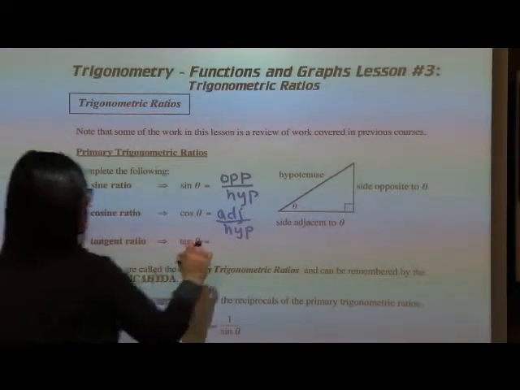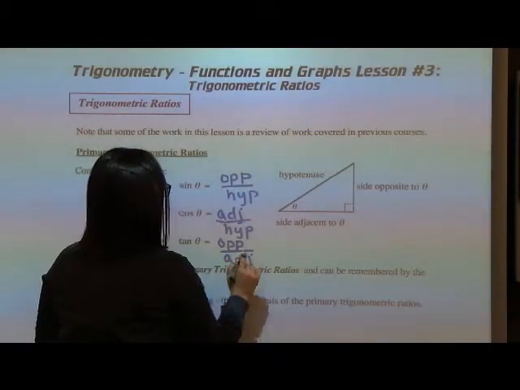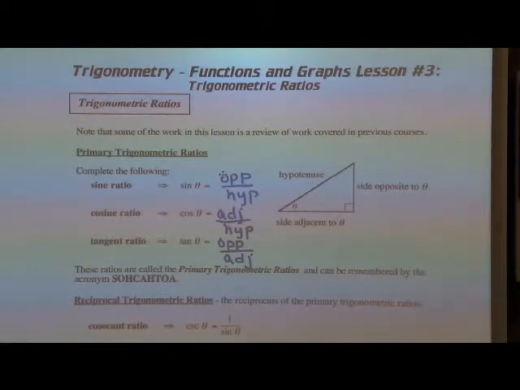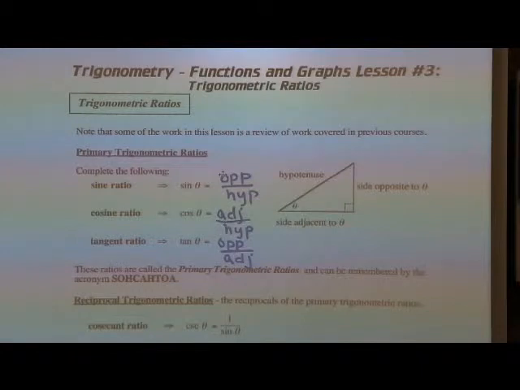Opposite over adjacent. And what was the acronym that we used to remember this? SOHCAHTOA. Okay? So these trig ratios are not given to you. You are expected to remember opposite over adjacent, opposite over hypotenuse, and adjacent over hypotenuse.